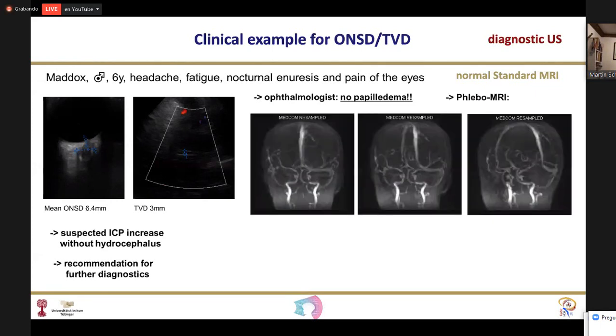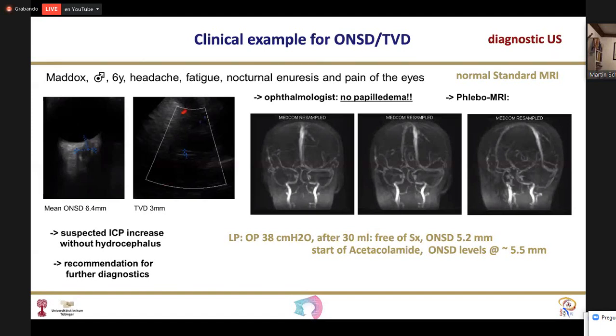We do a flapper MRI because we think he has pseudotumor cerebri, and indeed we see that the right transverse sinus is missing and the left transverse sinus is not contrasting very much. We do an LP with an opening pressure of 38 centimeters of water, and immediately after withdrawal of CSF, he is free of symptoms, and the ONSD comes down immediately. So this is a minute-by-minute thing. After LP, the ONSD came down from 6.4 to 5.2.